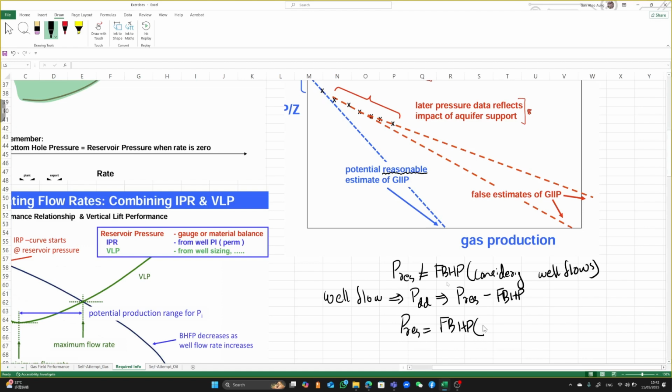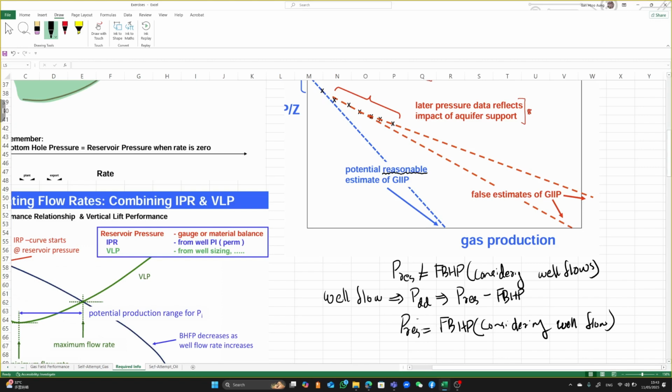Considering the well flows in the first scenario, this is when the well doesn't flow. When the well doesn't flow, you basically shut in the well and wait for some time, and the pressure will accumulate and come back to the reservoir pressure. Sorry, not the original reservoir pressure, but the estimated reservoir pressure after the time of production, and it will give you the flowing bottom hole pressure, which is the same as the reservoir pressure.